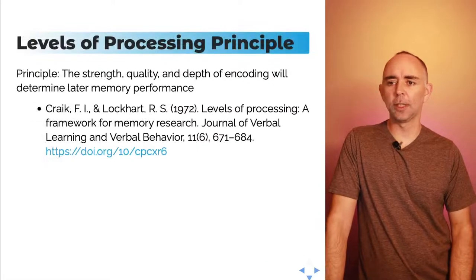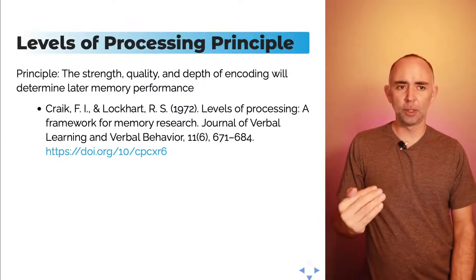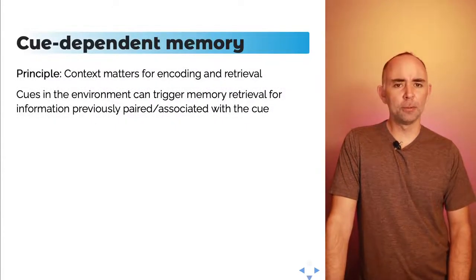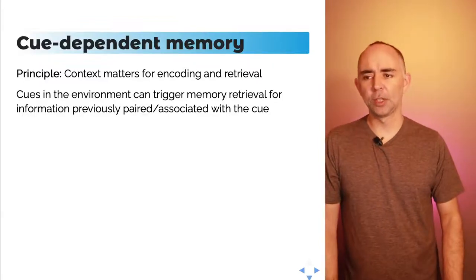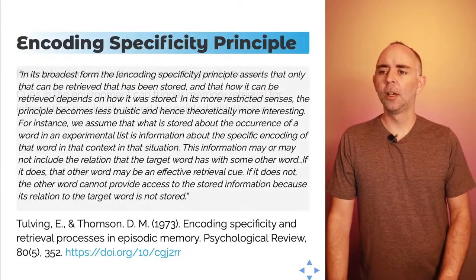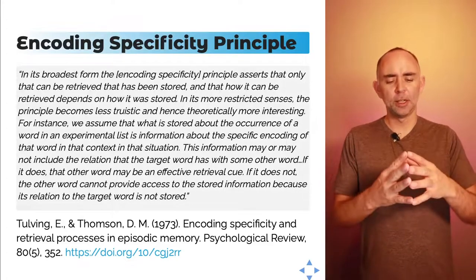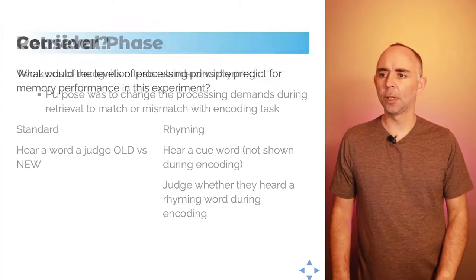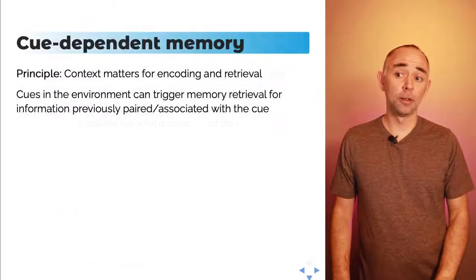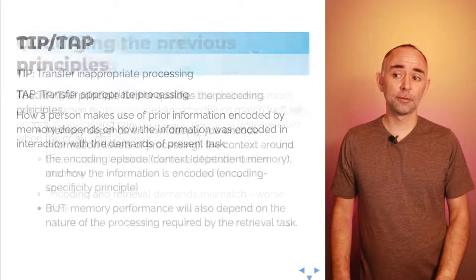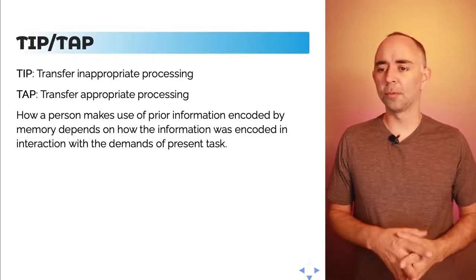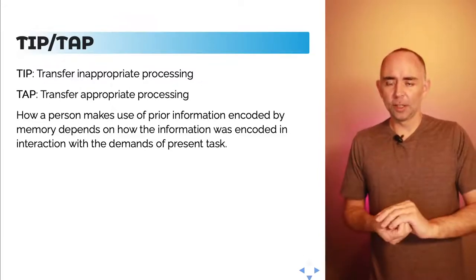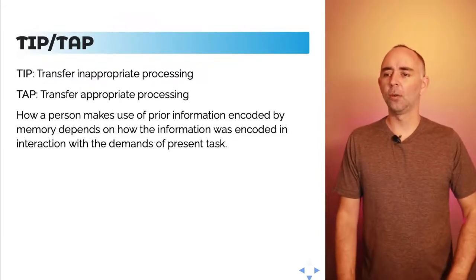I'll just quickly review them. We had the levels of processing principle. The more deeply you encode something, the more you're going to remember it. We have the cue-dependent memory principle. That is just that context matters for encoding and retrieval. We have the encoding specificity principle. That is how you connect what you're doing to your context really matters. And finally, we have the transfer appropriate and inappropriate processing principle. It talks about the match between retrieval conditions and encoding conditions as being important for your memory.